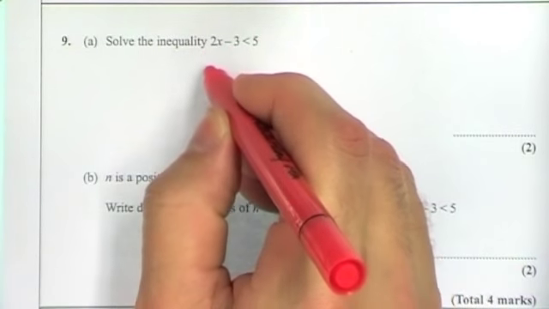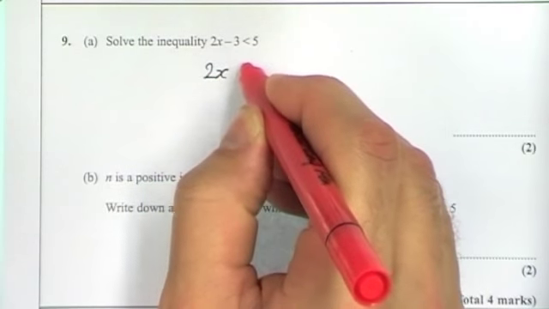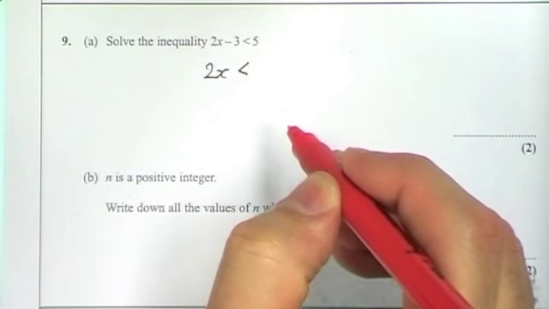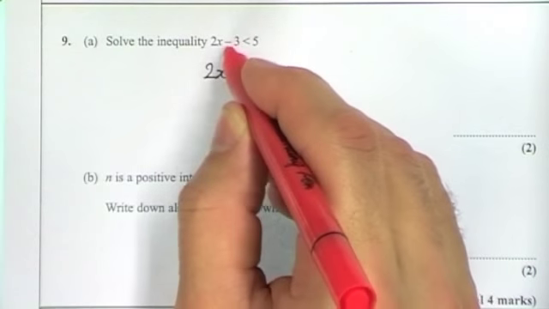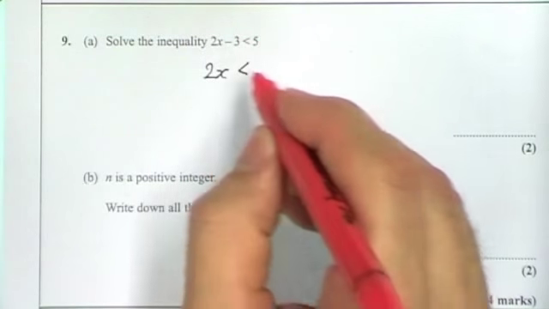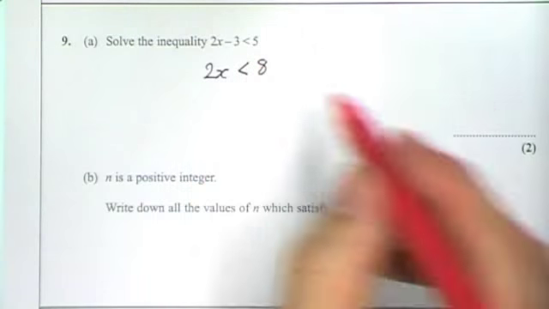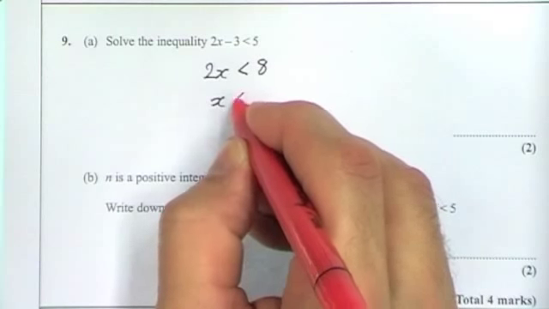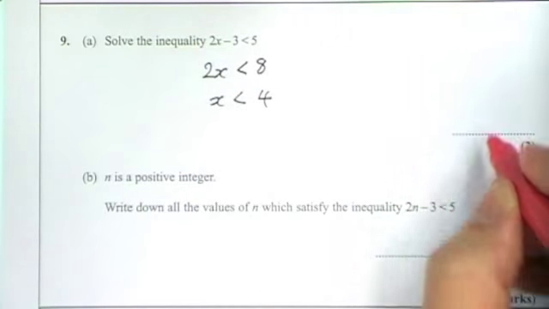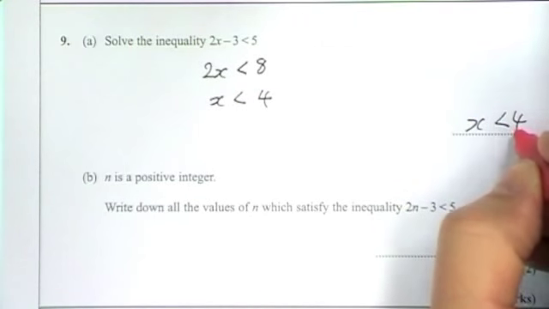We add 3 to both sides, and that gives us 2x is less than 5 take away 3. Sorry, it's 5 plus 3. I'm adding 3 to both sides, so that's going to be 8. And then I can divide by 2 to get x on its own, and that leaves us x is less than 4. So that's our answer to the first part.